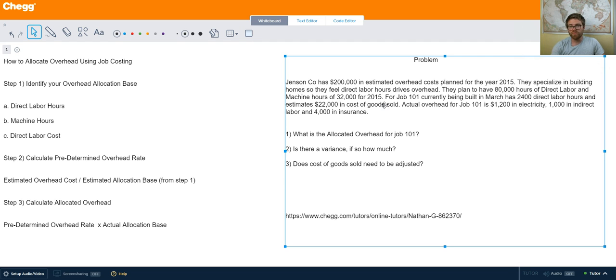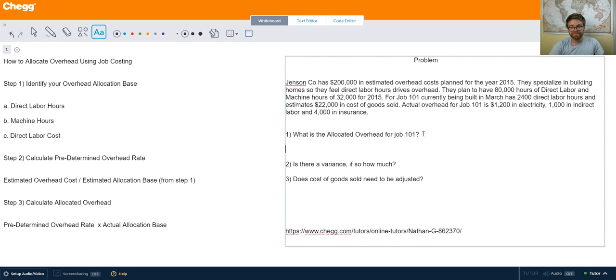So again, they're building homes. So Job 101, that's just one specific home that they're building. Actual overhead for Job 101 will be 1,200 in electricity, 1,000 in indirect labor, and 4,000 in insurance. So here are the questions. What is the allocated overhead for Job 101?